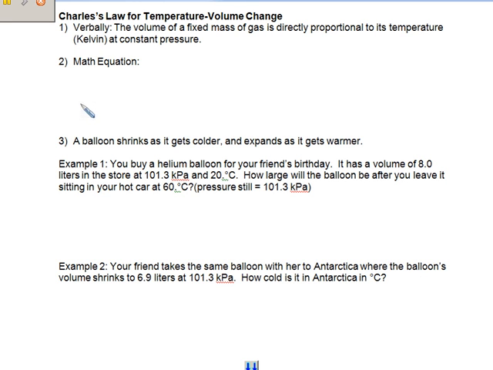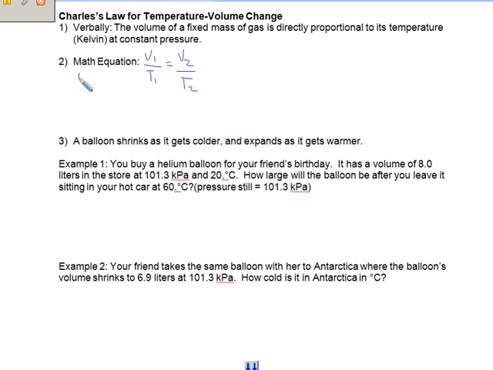This recording covers Charles' law, and this one is about temperature and volume change for gases. What this one says is that the volume of a fixed mass of gas is directly proportional to its temperature as long as you use Kelvin and if you're keeping your pressure constant. The math equation for this one is that V1 over T1 is going to equal V2 over T2.